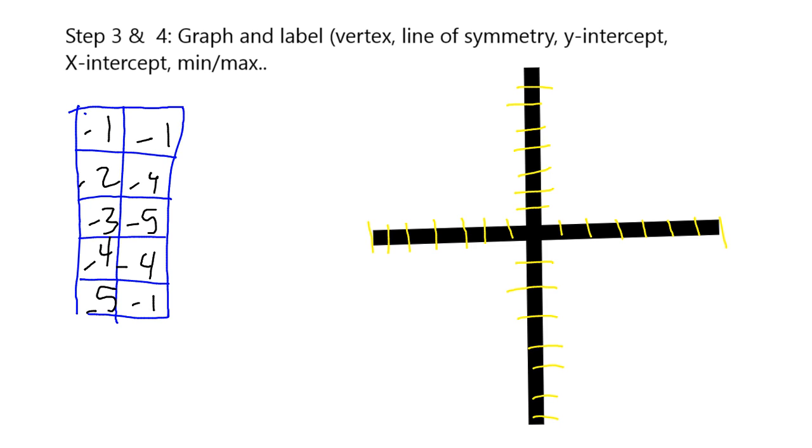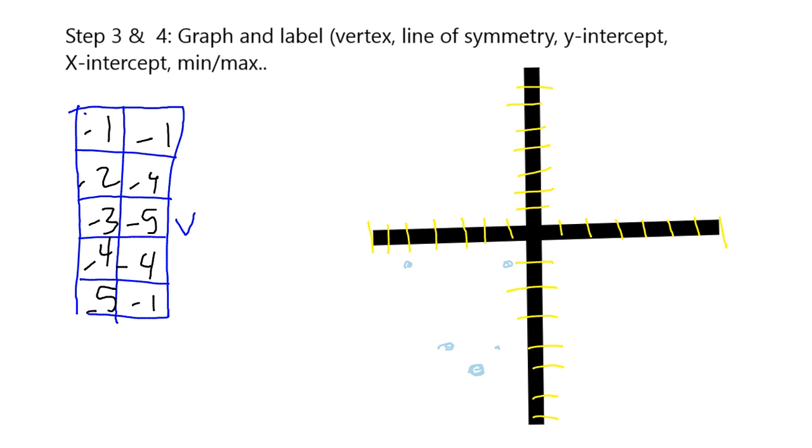Okay, we're going to go ahead and graph this starting with the vertex. Remember that the vertex was negative 3, negative 5. So I'm going to go left 3 and down 5, which is right here. And then I'm going to do 1 point away from the vertex. So let's do negative 2, negative 4, which is right there. And negative 4, which is right there. And then 2 away from the vertex is negative 1, and negative 5, negative 1.